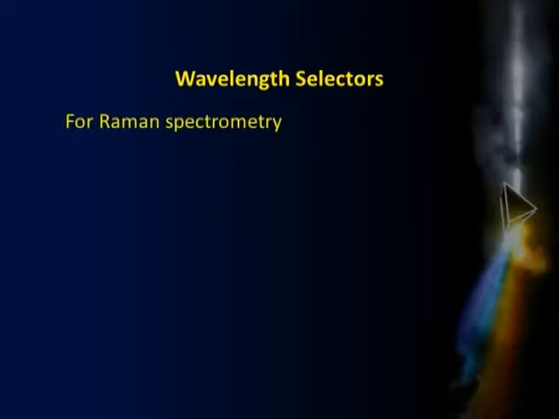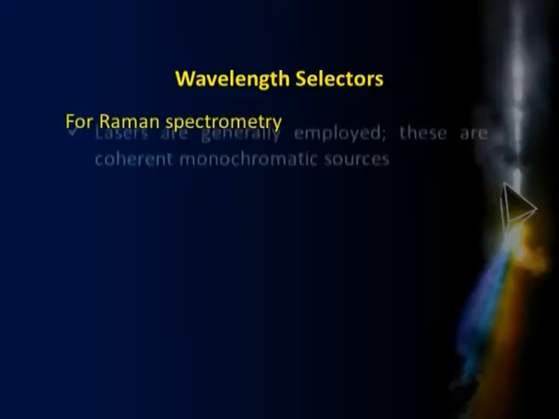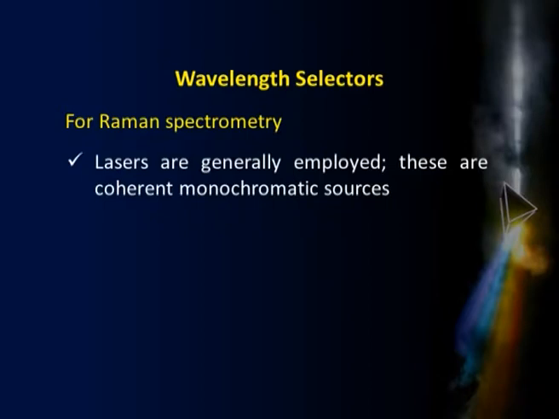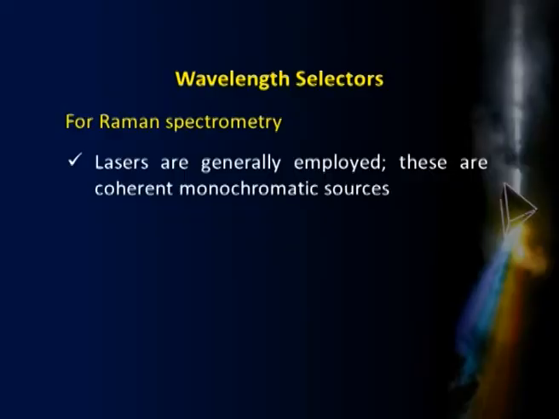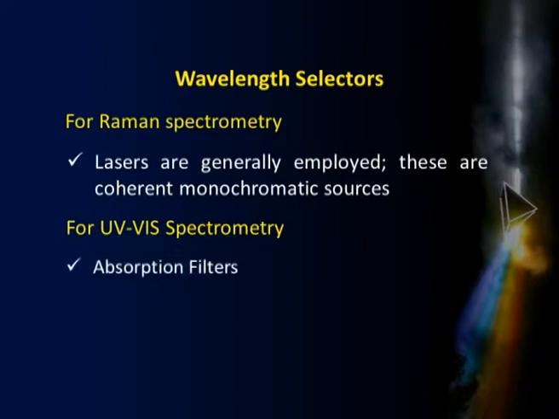If we go further, for Raman spectrometry, as you said, we are using lasers, and we know lasers are coherent monochromatic sources by themselves. So, here again we do not need to use any wavelength selector, because laser radiation is itself monochromatic in nature. For UV visible spectrometry, we need a variety of things. One typically used is absorption filters, or the second option is monochromators. There again there are two types of monochromators, we will talk about that.